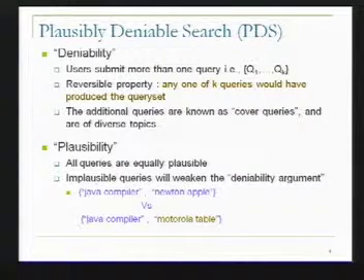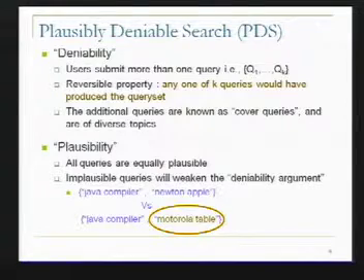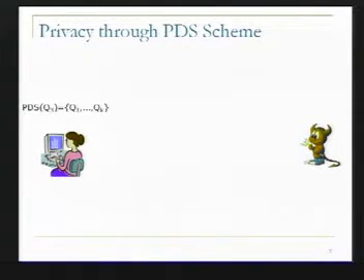So whenever you submit these K queries, we need to have this plausible argument across all the queries. So the queries should be equally plausible. Okay, so this is a setup.